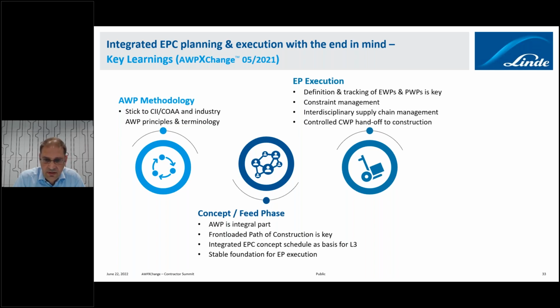Before then we move this and transfer this into a level 3 schedule. In EP execution, it's then about tracking EWPs and procurement work packages, meaning the material for one construction work package, with the respective constraint management. Supply chain management is very much in the focus here. And last but not least, controlling the CWP handoff to construction. I will come back to this also regarding the collaboration with our construction partners.